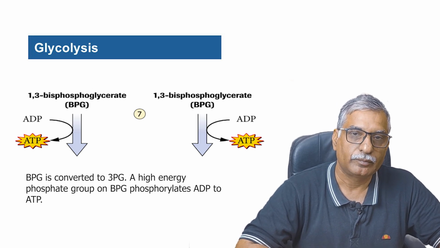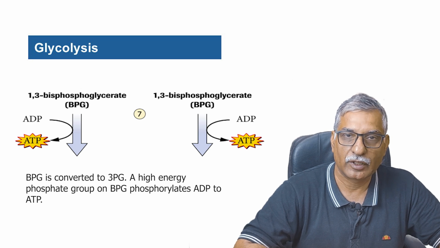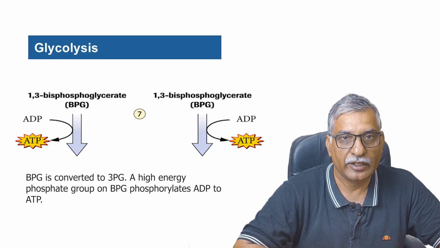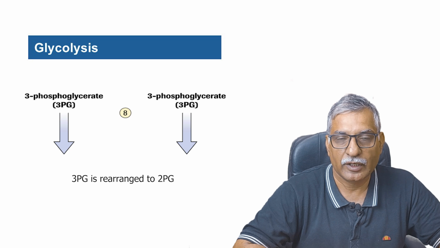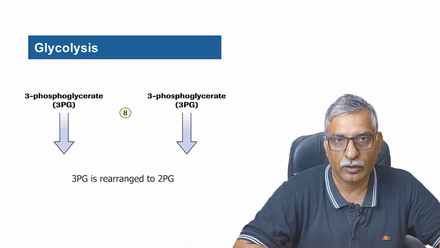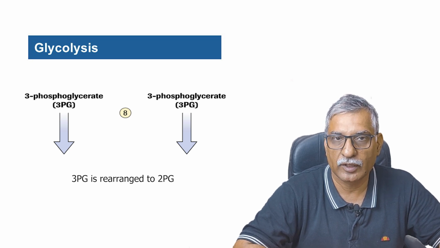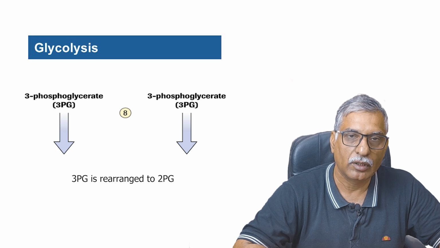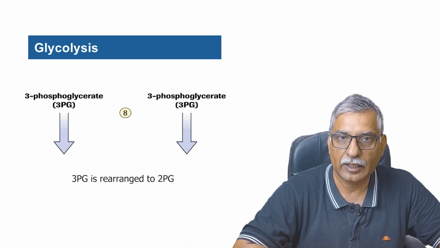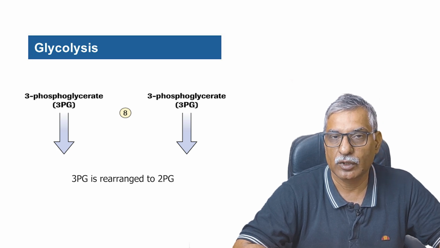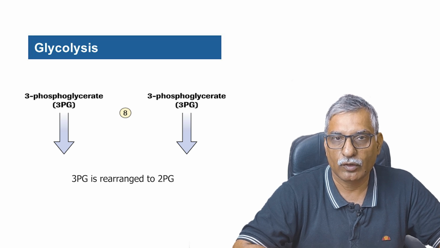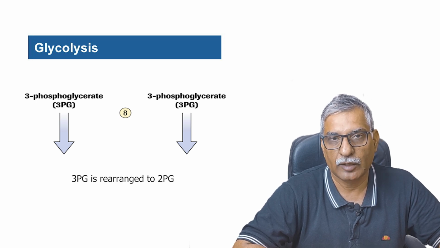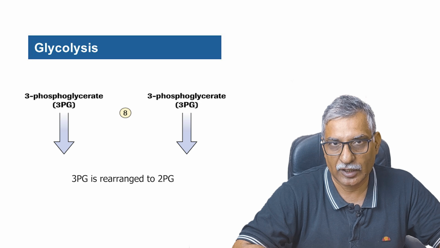In the next step, this 1,3-bisphosphoglycerate is dephosphorylated, and phosphate is removed from each molecule. So we have 2 molecules of 1,3-bisphosphoglycerate. One phosphate from each molecule is removed, and that phosphate, along with the energy that is released, is taken up by the ADP molecules, and they are converted to ATP. Now the 2 phosphates are released and 2 ATP molecules are generated at this stage.